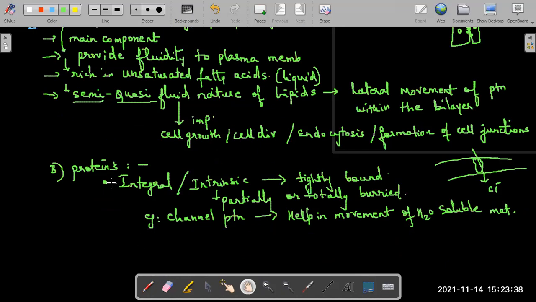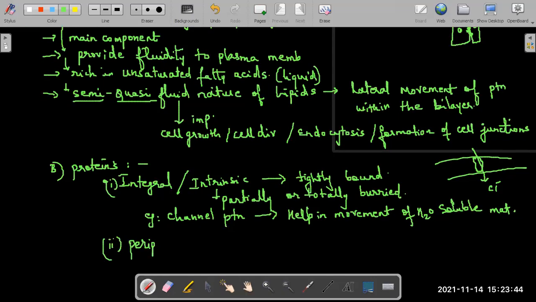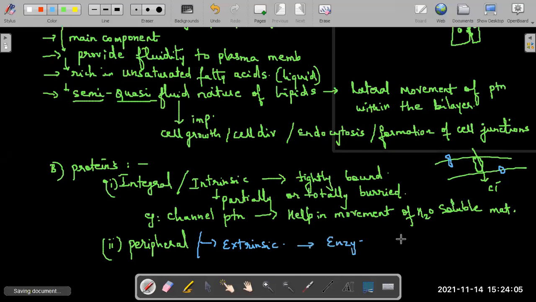Second is peripheral. Peripheral means they are present at the periphery. They are also called extrinsic. They can be separated easily. These usually have enzymatic activity; they act as enzymes.